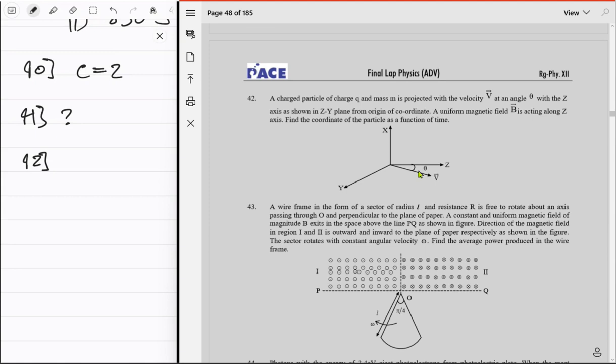तो अपन नहीं करेंगे. A charged particle of charge Q and mass m is projected with velocity V at an angle theta with the Z axis, as shown in the ZY plane, from the origin of coordinates. Uniform magnetic field along the Z axis. Find the coordinates of the particle as a function of time. Correct. So just along. Okay, it's in the ZY plane, right?